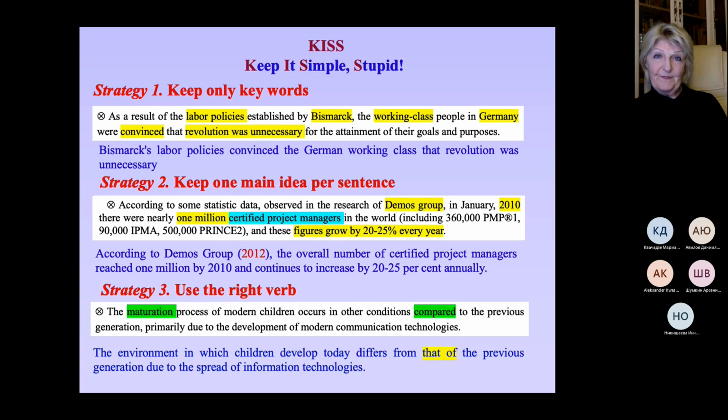What does it economize on? Does that mean what? Environment. So the environment in which children develop today differs from the environment in which the previous generation developed. It all is taken into one word, that. For example, the money I paid at the restaurant yesterday differs from that I paid today, right? Or the books written by Tolstoy have some reminiscences with those by Turgenev. Okay, those books, right, written by.